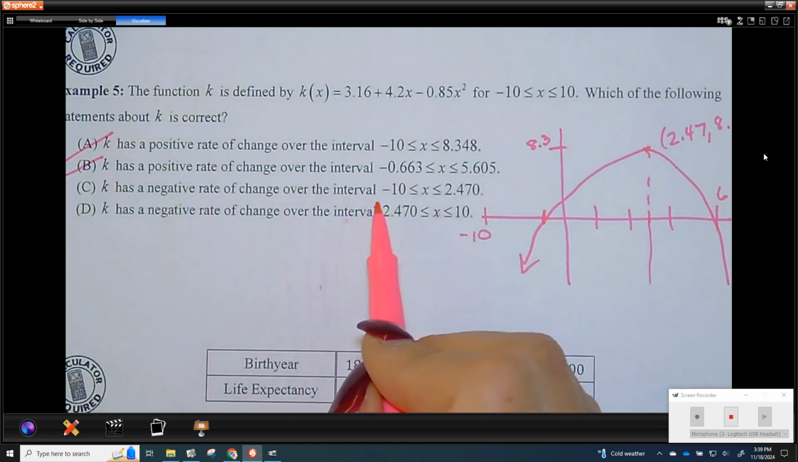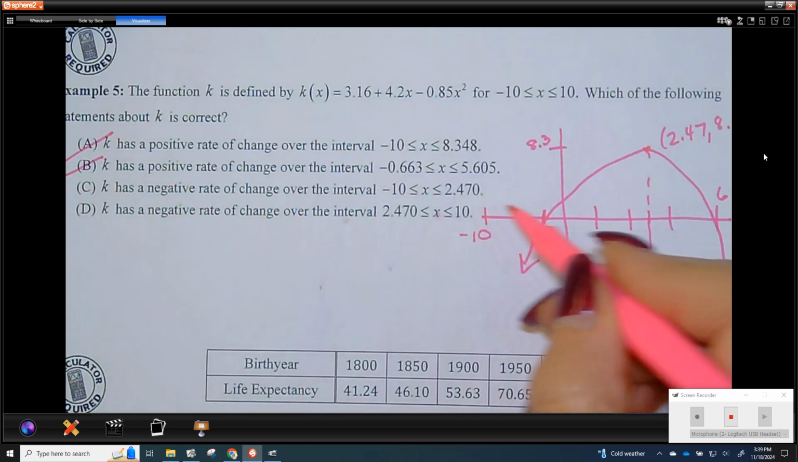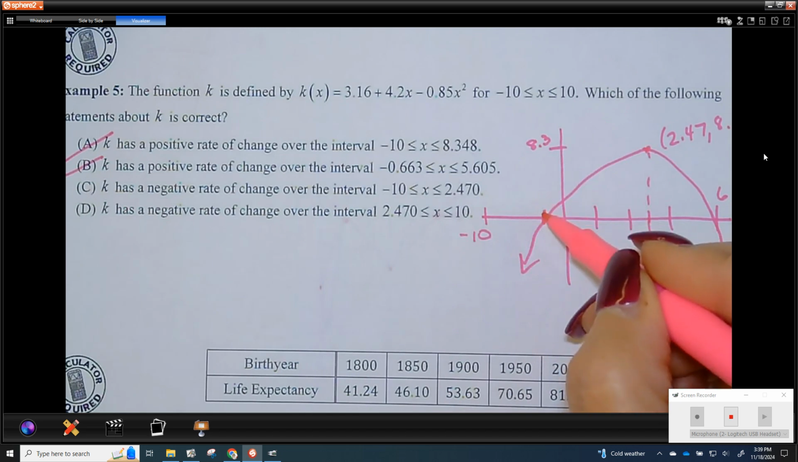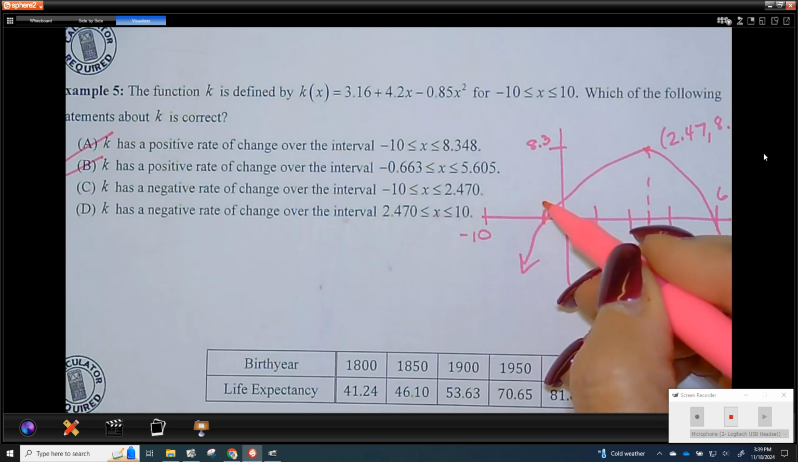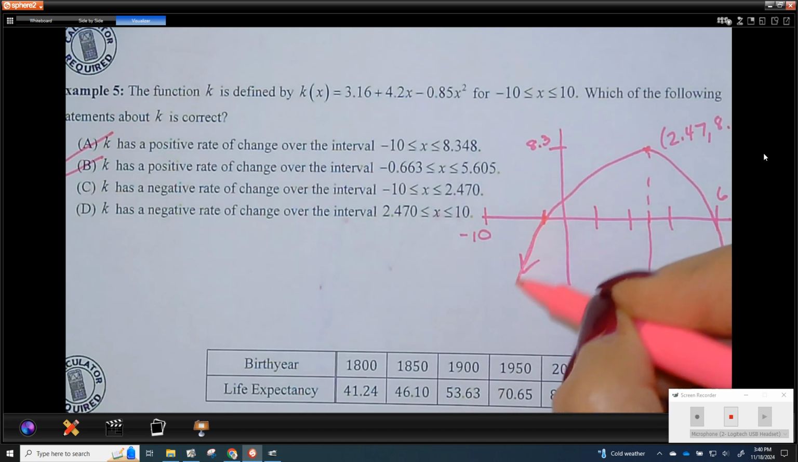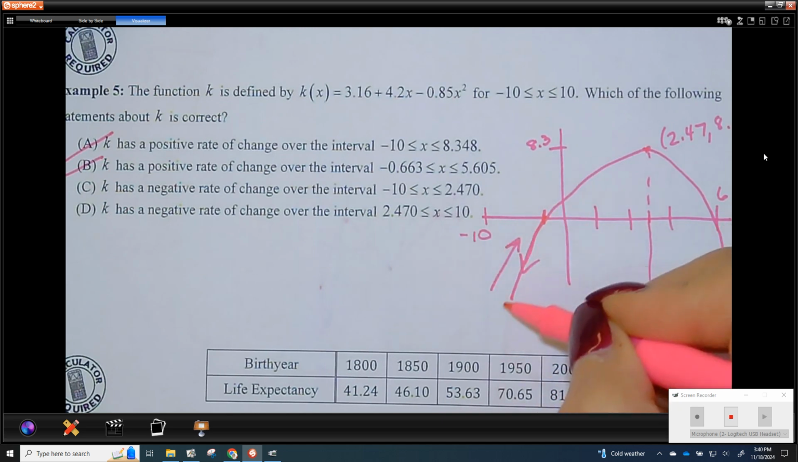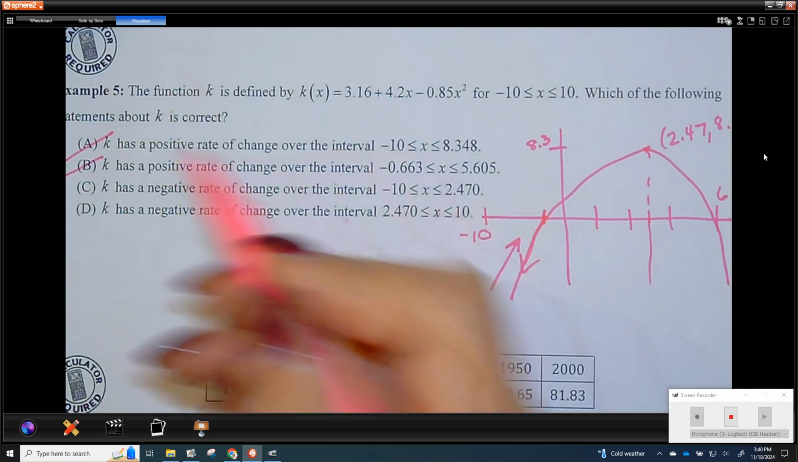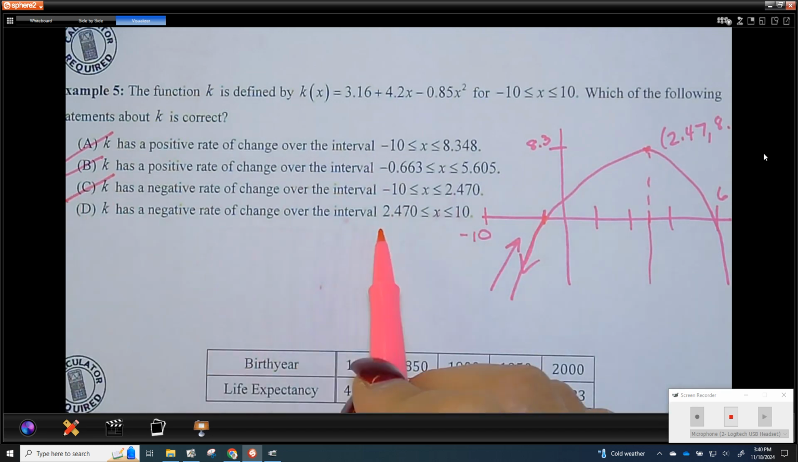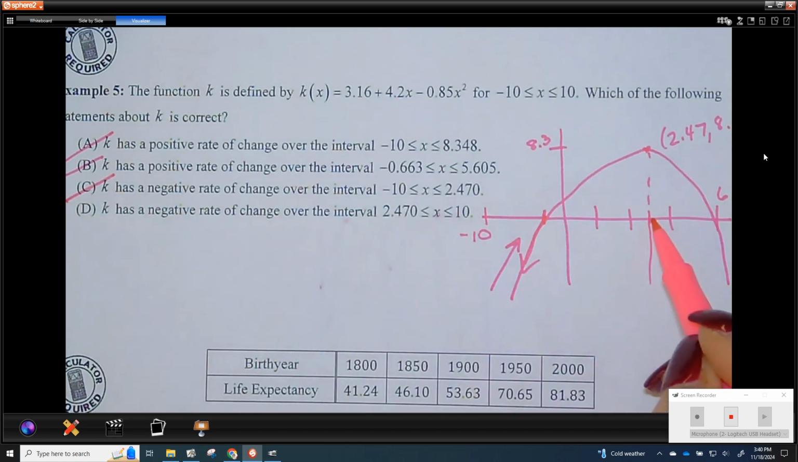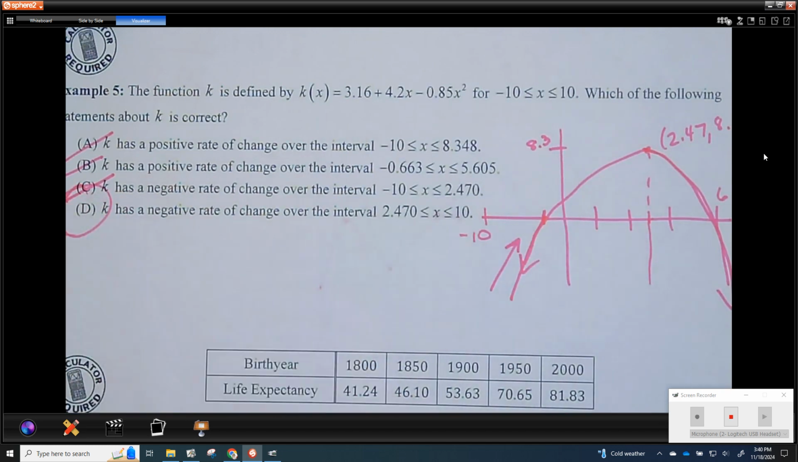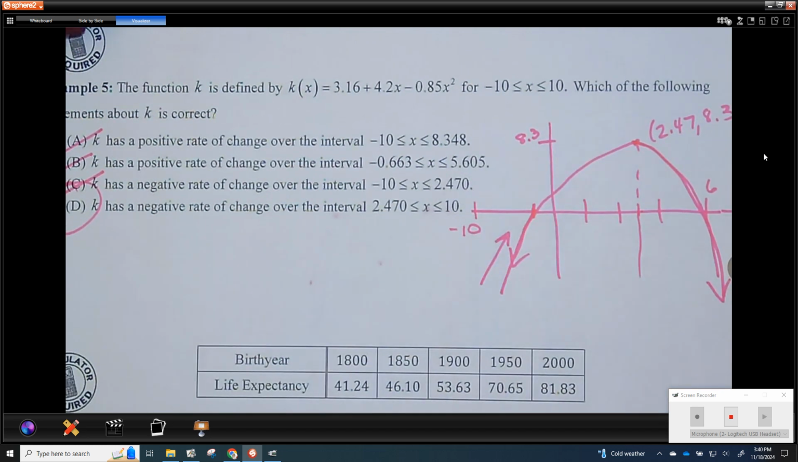Negative rate of change from negative 10 to 2.4. Well, yeah, this is a lot smaller, but it's not a negative rate of change. I'm sorry, my bad, because it's increasing right there. It's actually getting higher, so it's not that one. Negative rate of change from 2.4 to 10. So that's this part, and there it is going down. So it is D. Okay? Because this is a positive slope, this one's a negative slope.